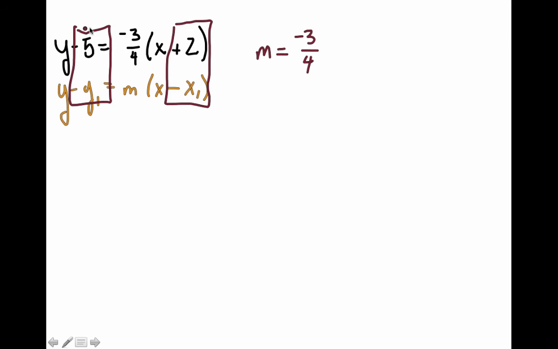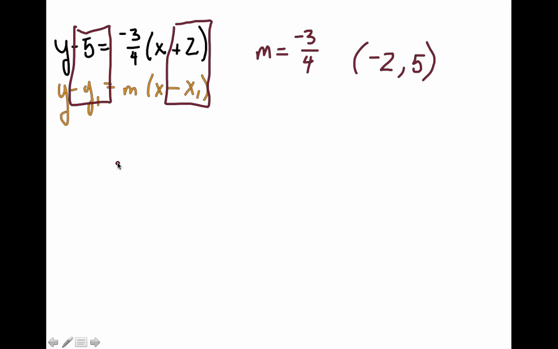Good? The harder part to see is how to use this information right here to talk about the point you have. It's a little counterintuitive, but the point that is on our line is the point -2, 5. The reason for that is the form of point slope says x minus x1 and y minus y1. So if you see a plus, that actually means that the x-coordinate is negative. And if you see a minus, then that means the y-coordinate is positive.